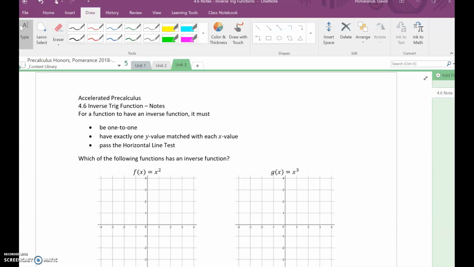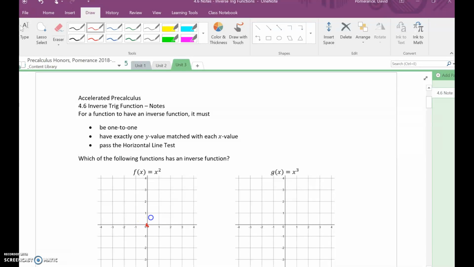So, quick review. If you have a function and you're asking if it has an inverse, then that function has to be 1-to-1, or have exactly one y value matched to each x value, or pass the horizontal line test. What do all of these mean? They mean the exact same thing, the horizontal line test. So which of the following functions has an inverse function?